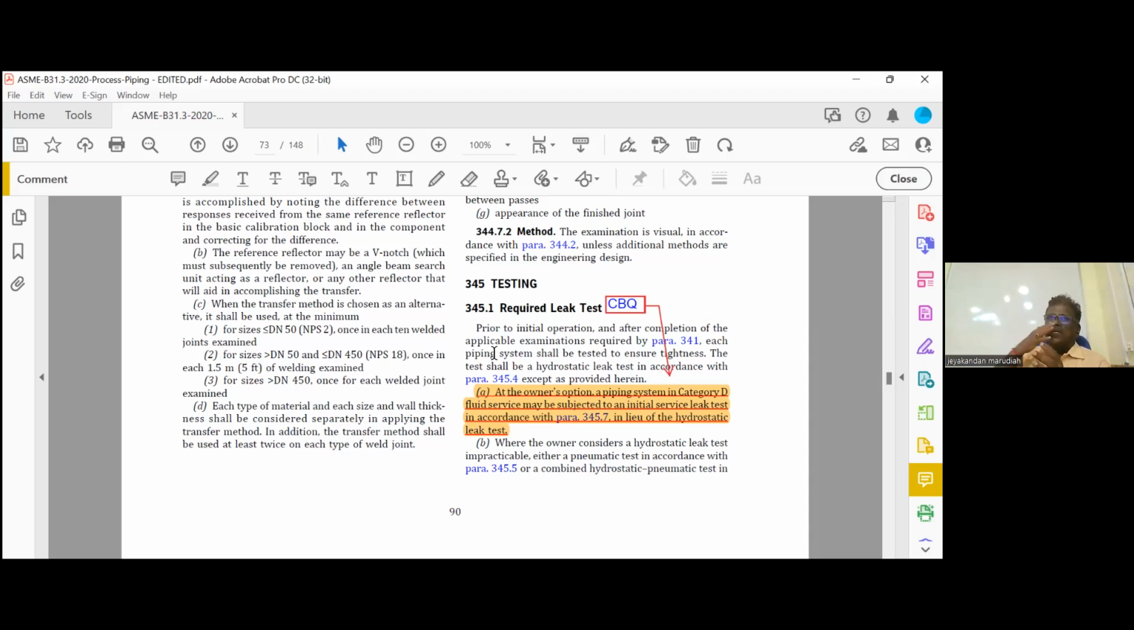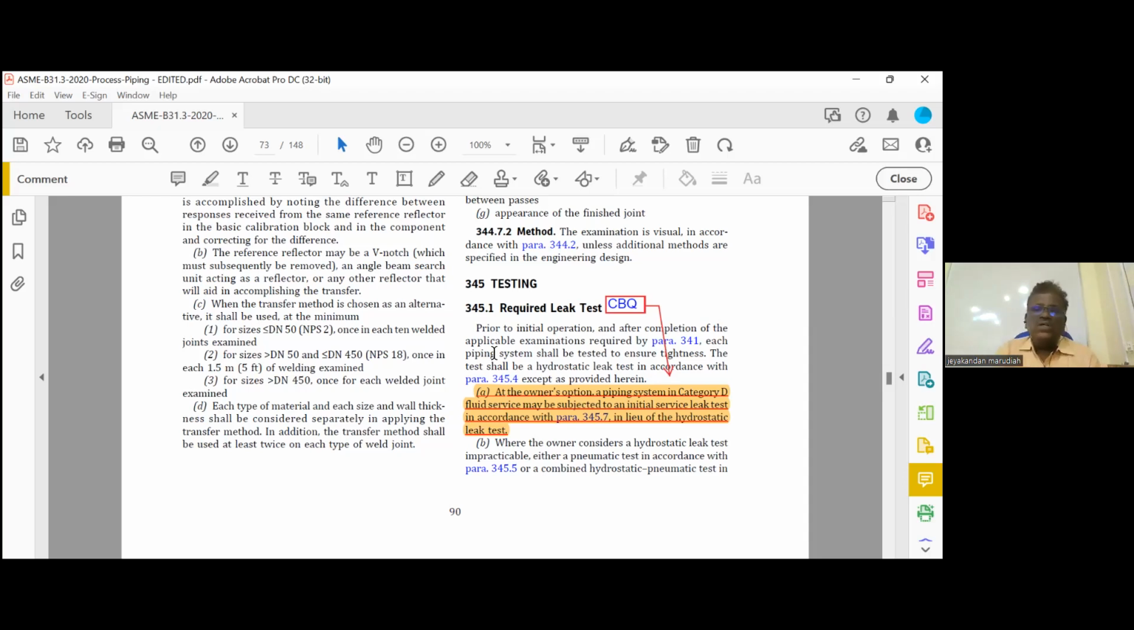First fill with air to locate the major leaks. What should be the pressure? 25 psi. That is important. Preliminary air test pressure is 25 psi. That is a closed loop question. Then you can go for a hydro test.